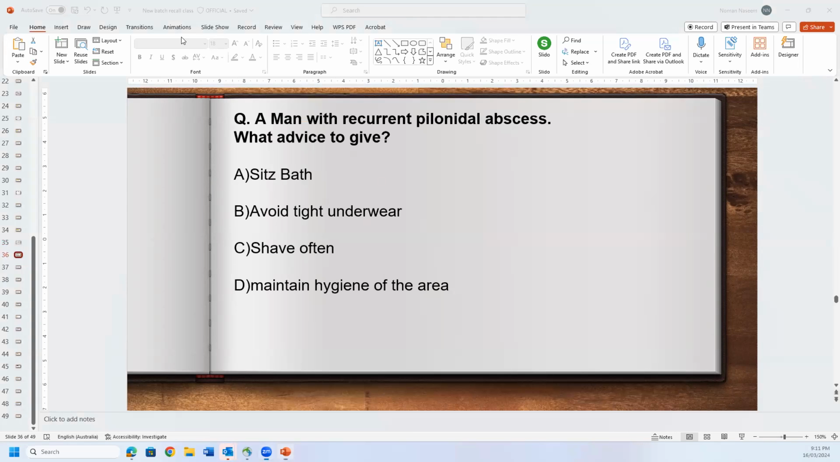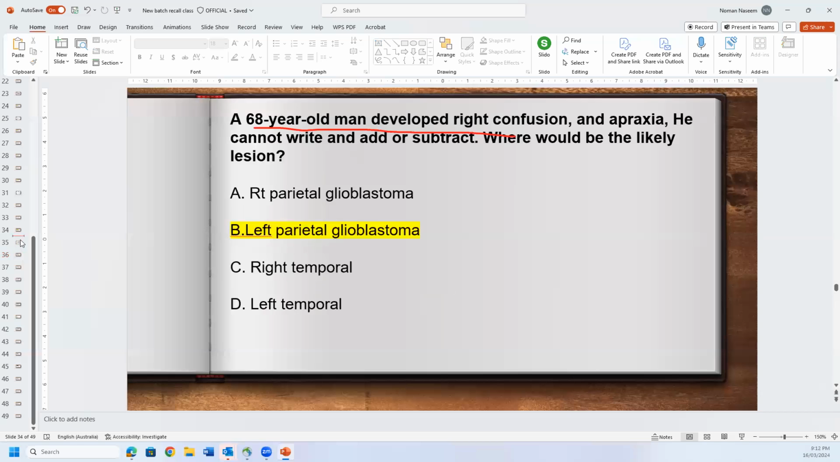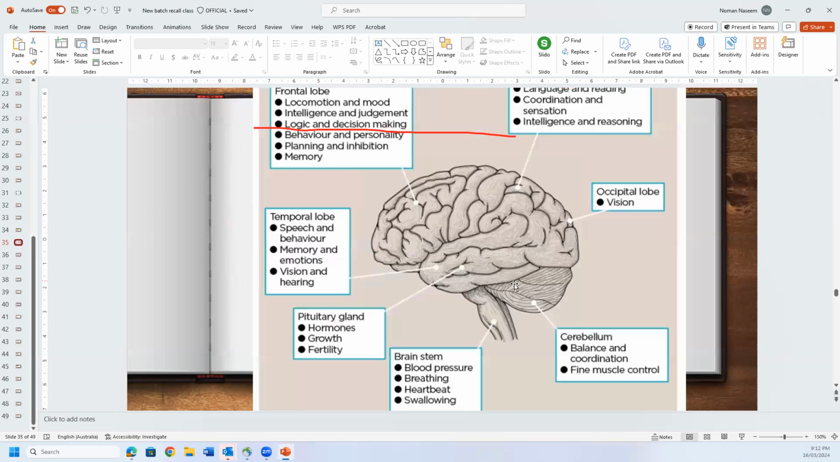Next one is, this is a quite easy one. A man is having recurrent pilonidal abscess. So that's an abscess, that image. Okay, Dr. Gayatri, just give me a minute. Have a look again. Where is it? All right, there you go. Let me just remove that red line for you. Oops. Okay, here you go. Done? Just let me know when you're done.